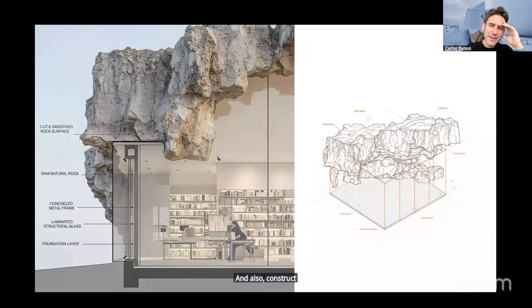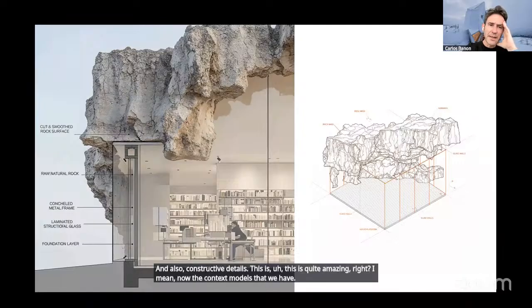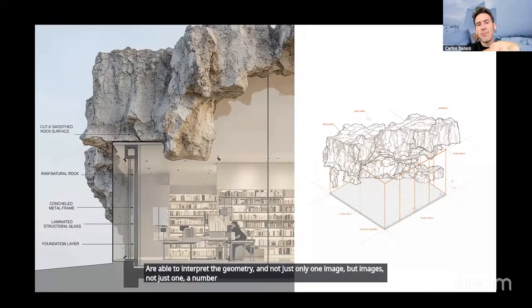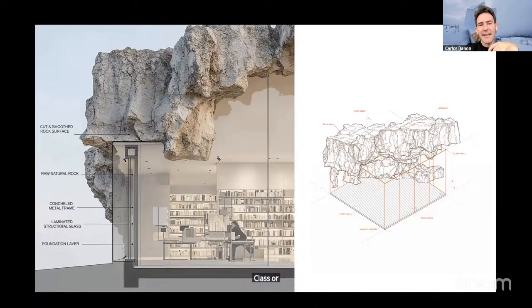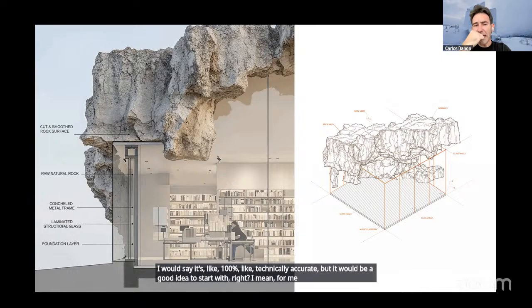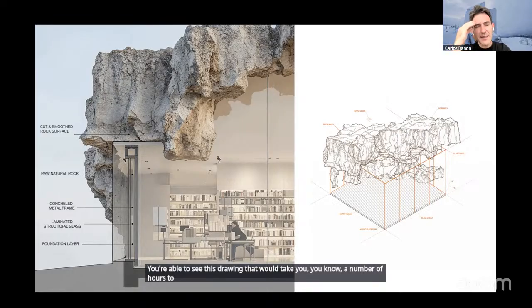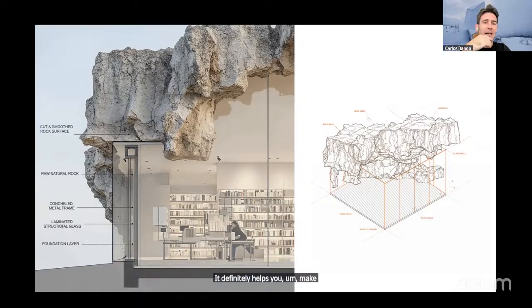This is quite amazing, right? I mean, now the context models that we have are able to interpret the geometry, and not just one image, but a number of them, plus your context can guide the results to be pretty accurate. I wouldn't say it's 100% technically accurate, but it would be a good idea to start with, right? I mean, for me, you're able to see this drawing that would take you a number of hours to put together in a second. It definitely helps you make decisions and correct the wrong things.